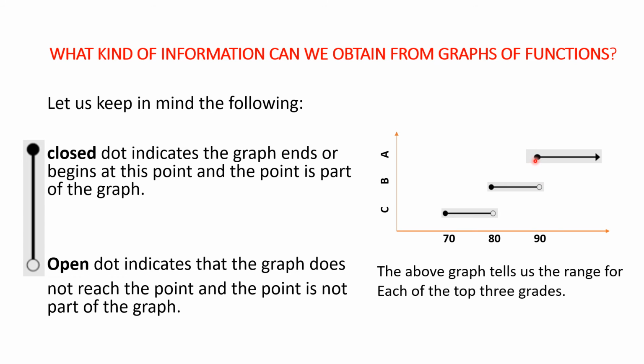And we can see that there is no end here. That means from 90 and on. From 90 and on, this is theoretical, not practical, but from 90 and on, the grade will be A for anything greater than 90.